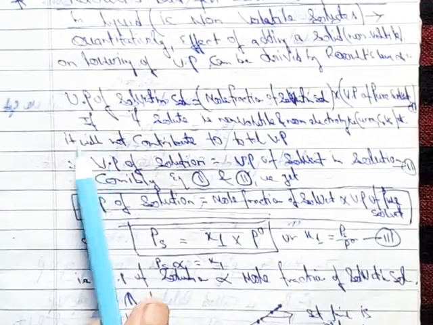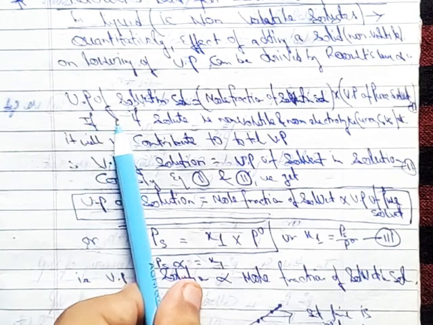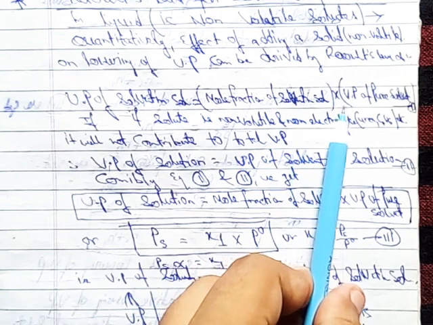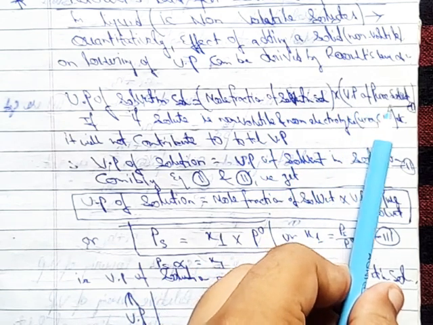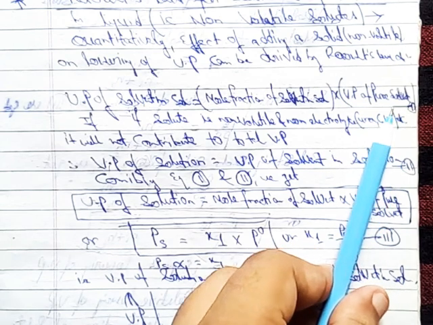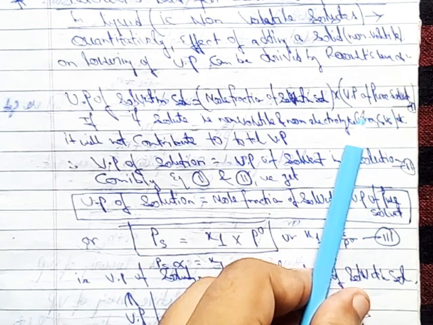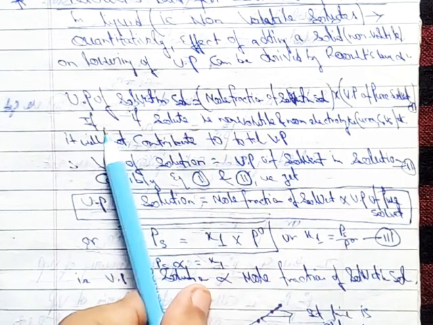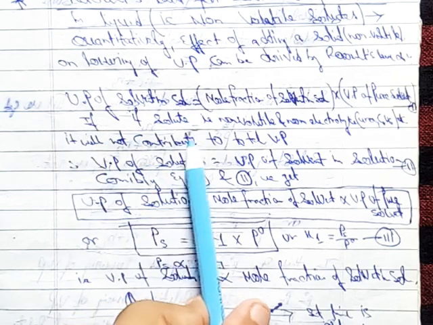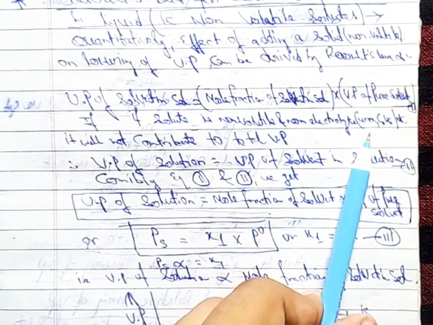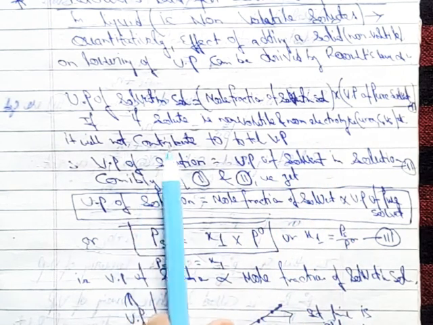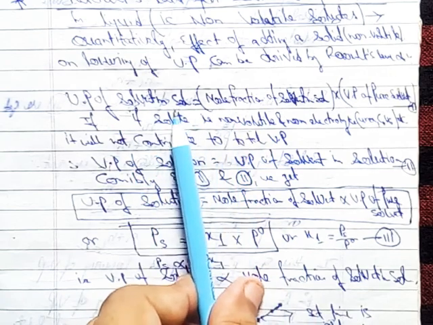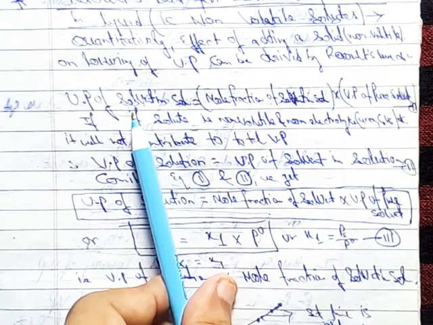So let's have the definition for a non-volatile solute. The vapor pressure of the solvent in solution is equal to the mole fraction of the solvent in solution times the vapor pressure of the pure solvent. The same way as we had for the volatile solute, P_A equals X_A into P naught A. If the solute is non-volatile and a non-electrolyte, then this will be the case for the vapor pressure of the solvent, as we used in the volatile solute solution.